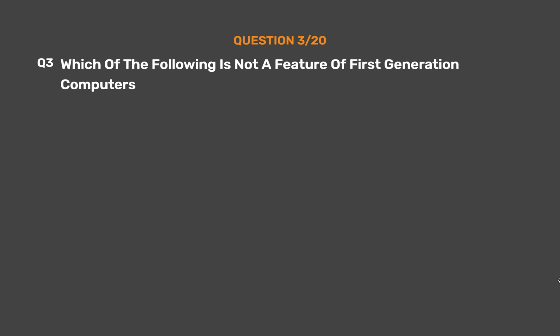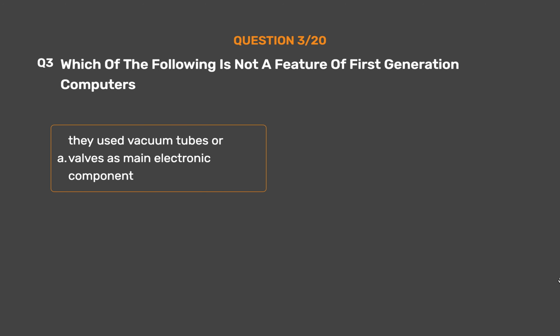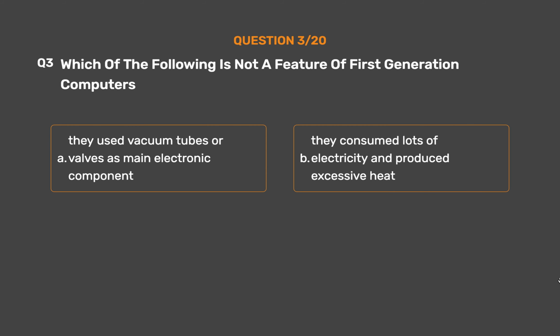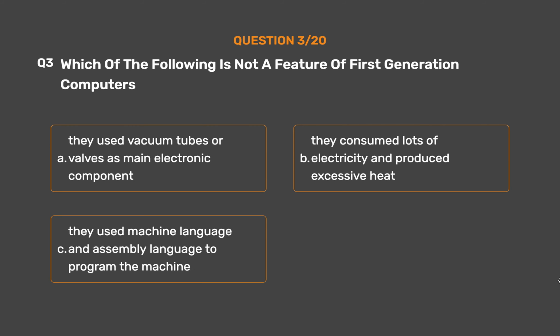Question number 3. Which of the following is not a feature of first-generation computers? Option A. They used vacuum tubes or valves as main electronic component. Option B. They consumed lots of electricity and produced excessive heat. Option C. They used machine language and assembly language to program the machine. Option D. None of above.